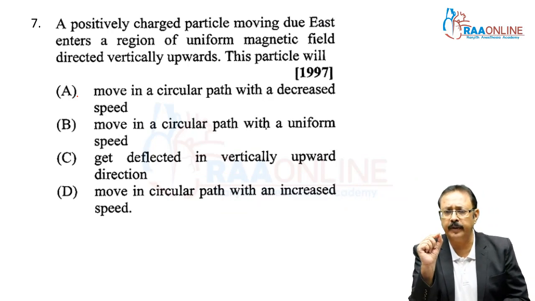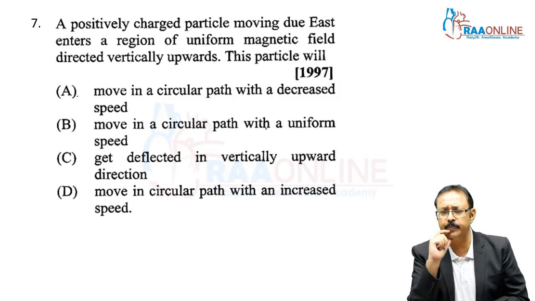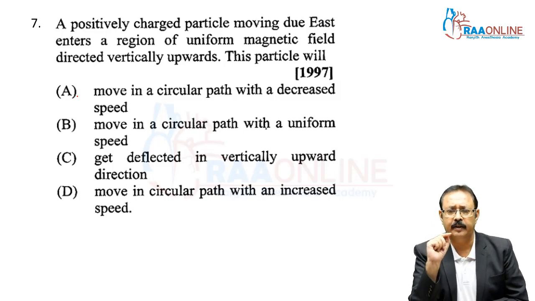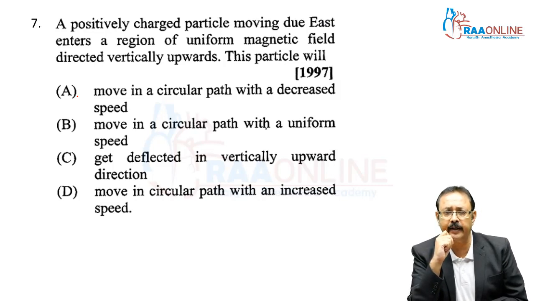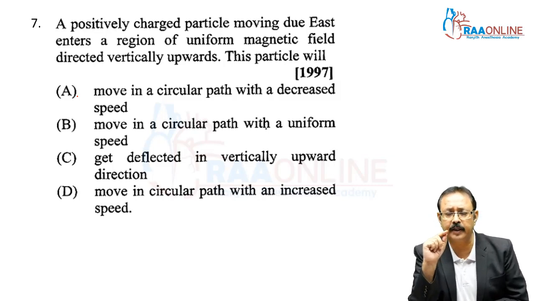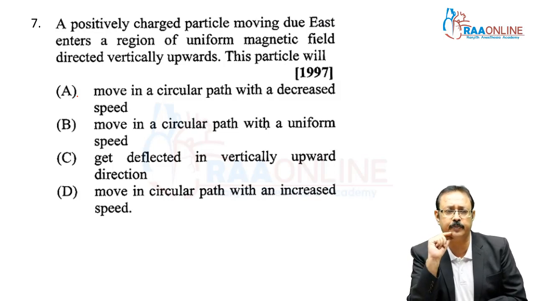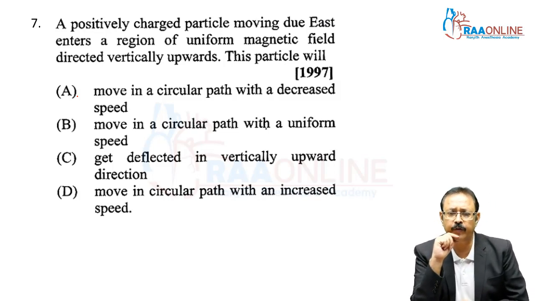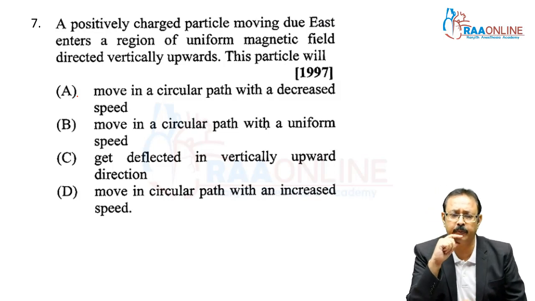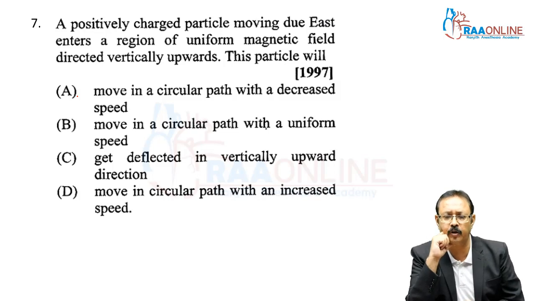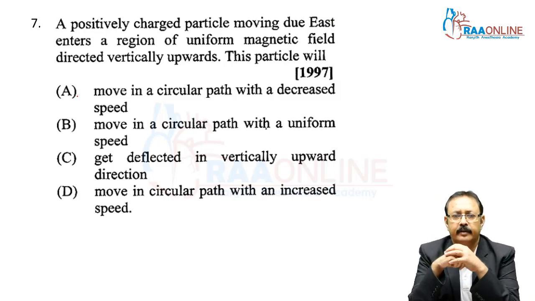Seventh, it is from 1997 AIPMT. A positively charged particle moving due east enters a region of uniform magnetic field directed vertically upward. This particle will move in a circular path with a decreased speed, move in a circular path with a uniform speed, get deflected in vertically upward direction, or move in a circular path with increased speed.